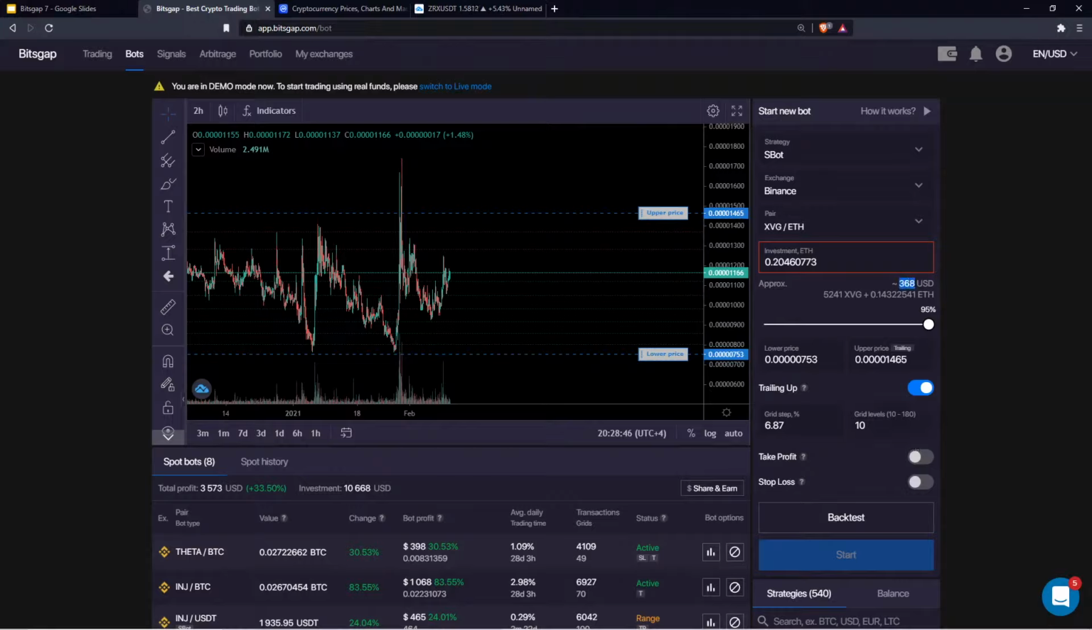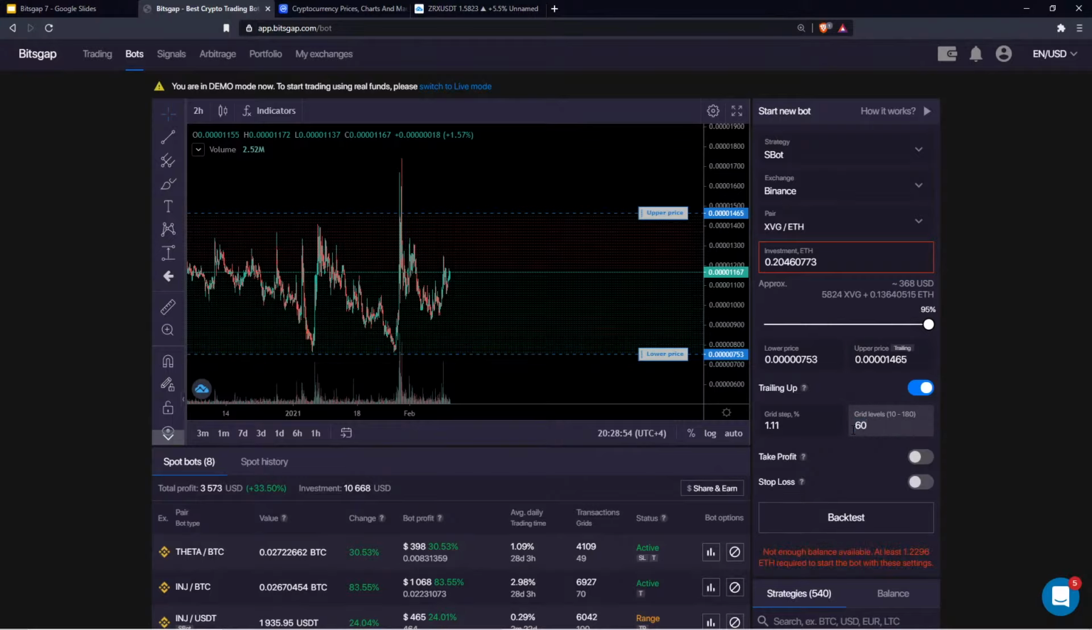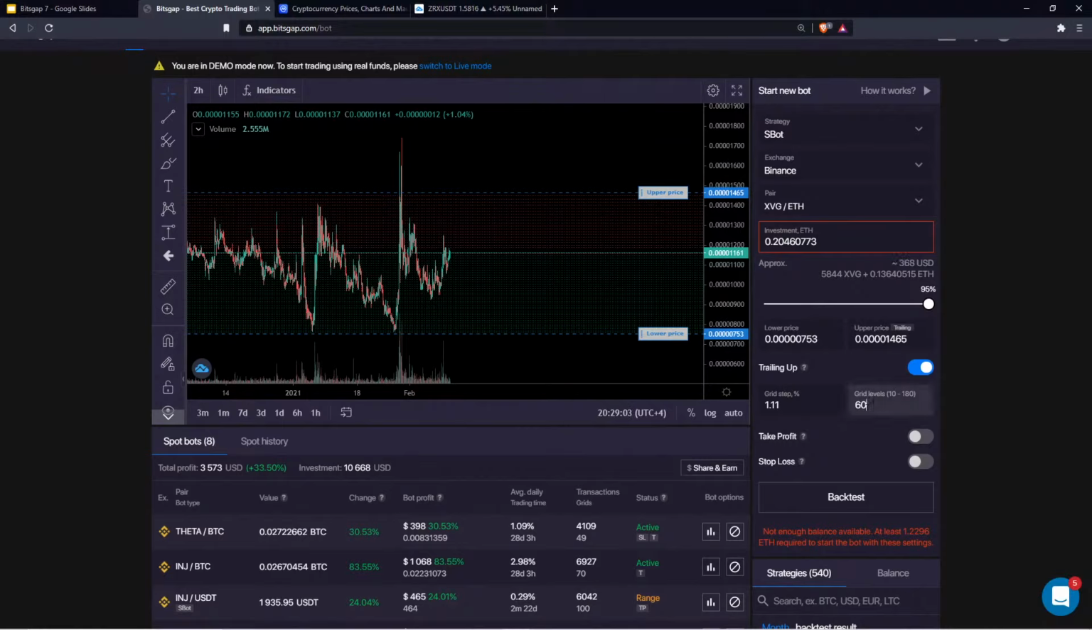Now you see the investment that will be allocated. You can make it lower. But in case you want, let's say, to plot 60 grid levels with an investment of only 368 USDT, you will see that it's not enough, because for each grid level there is a minimum investment size, which, if I'm not mistaken, on Binance for most cryptos is around 10 USDT. So you see it requires more Ethereum to plot all of these 60 levels within this trading range.